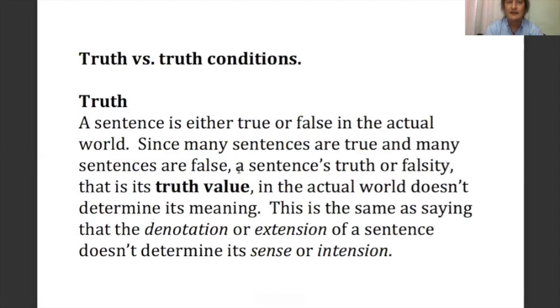Okay. So we look at truth. A sentence is either true or false in the actual world. And since many sentences are true and many sentences are false, its truth or falsity, or that is to say, its truth value doesn't give us the meaning. That's kind of saying the same thing as saying that the denotation or the extension doesn't give us the sense or intention.